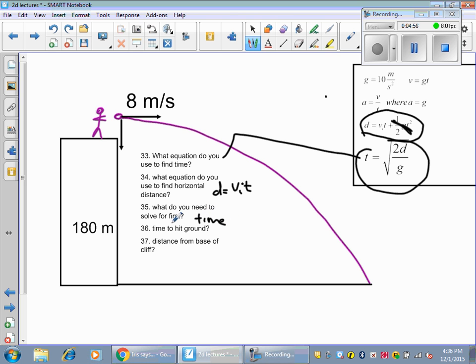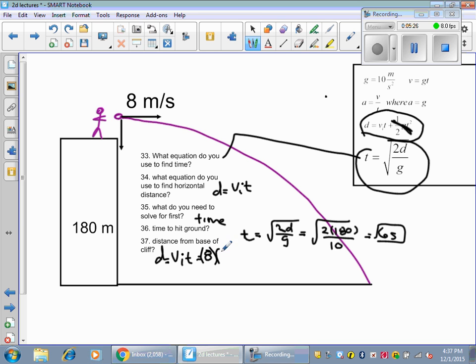Time to hit the ground, so time is equal to the square root of 2 times your distance divided by gravity, which is the square root of 2 times 180 over 10. So this comes out to 6 seconds. Okay, distance from the base of the cliff, distance equals, remember we said it's this equation, you can't use gravity for this one. Your velocity in the horizontal direction is 8. And your time is 6 seconds it's going to be in the air, so it's 48 meters.